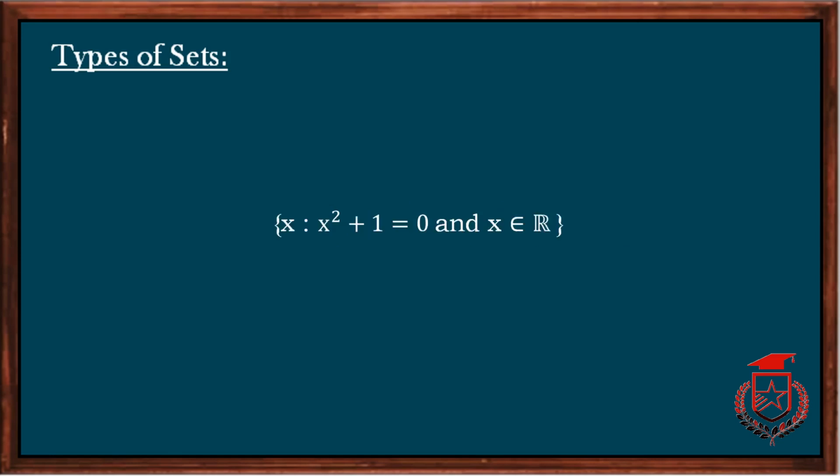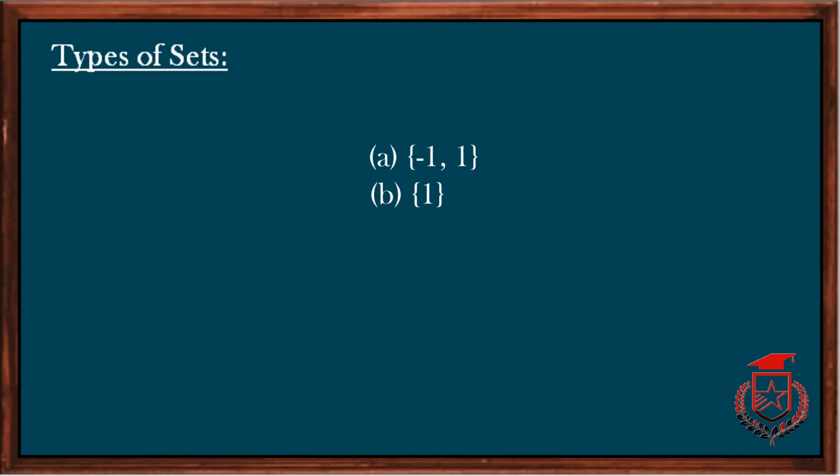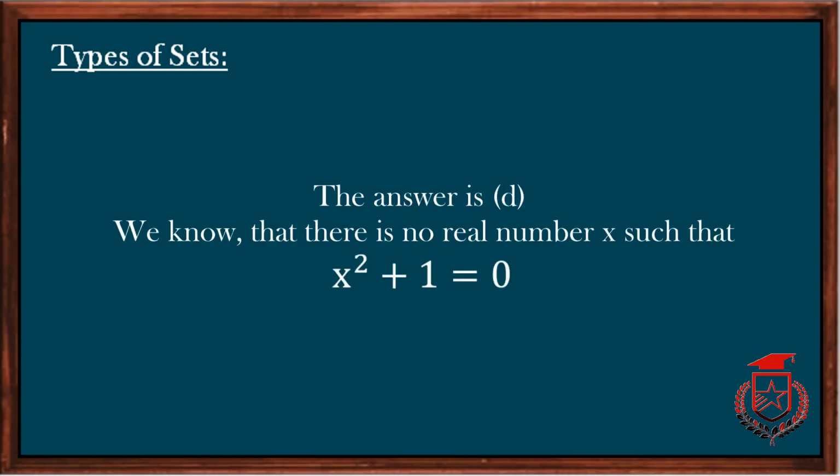Problem 2. The set {x such that x squared plus 1 is equal to 0 and x belongs to the set of real numbers} is equal to: option A, {-1, 1}; option B, {1}; option C, {-1}; option D, phi. The answer is option D. We know that there is no real number x such that x squared plus 1 is equal to 0.